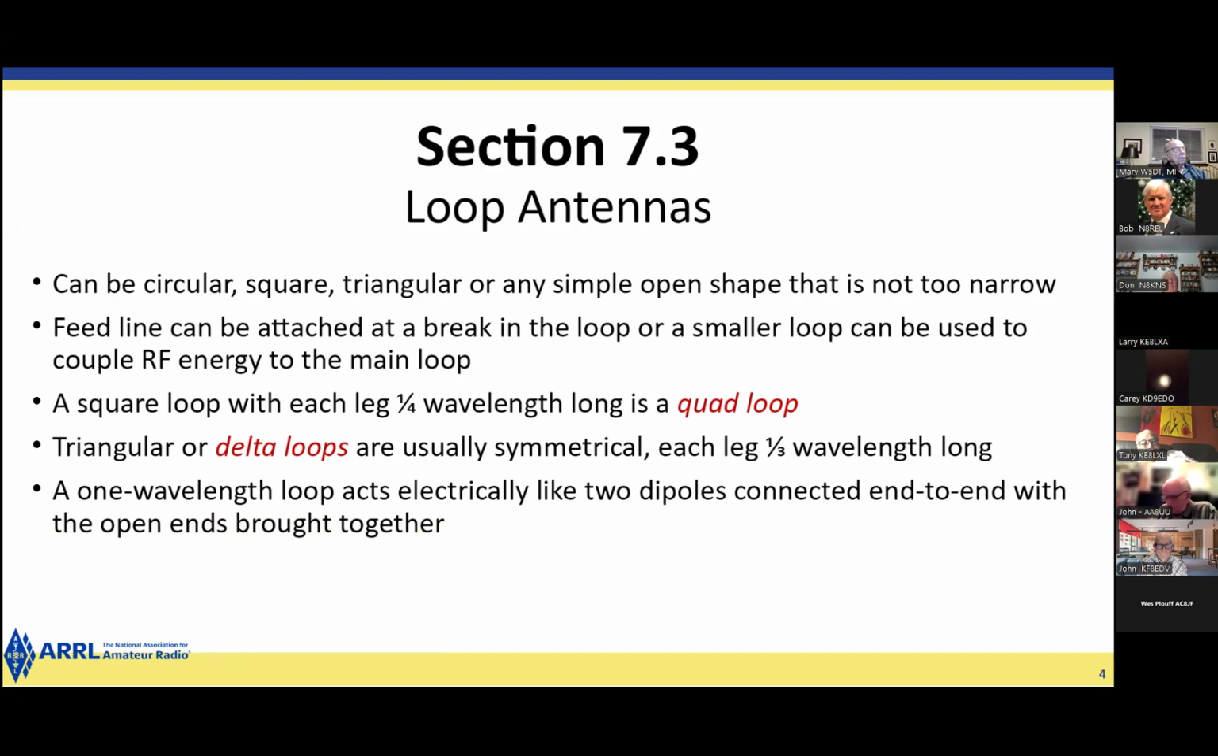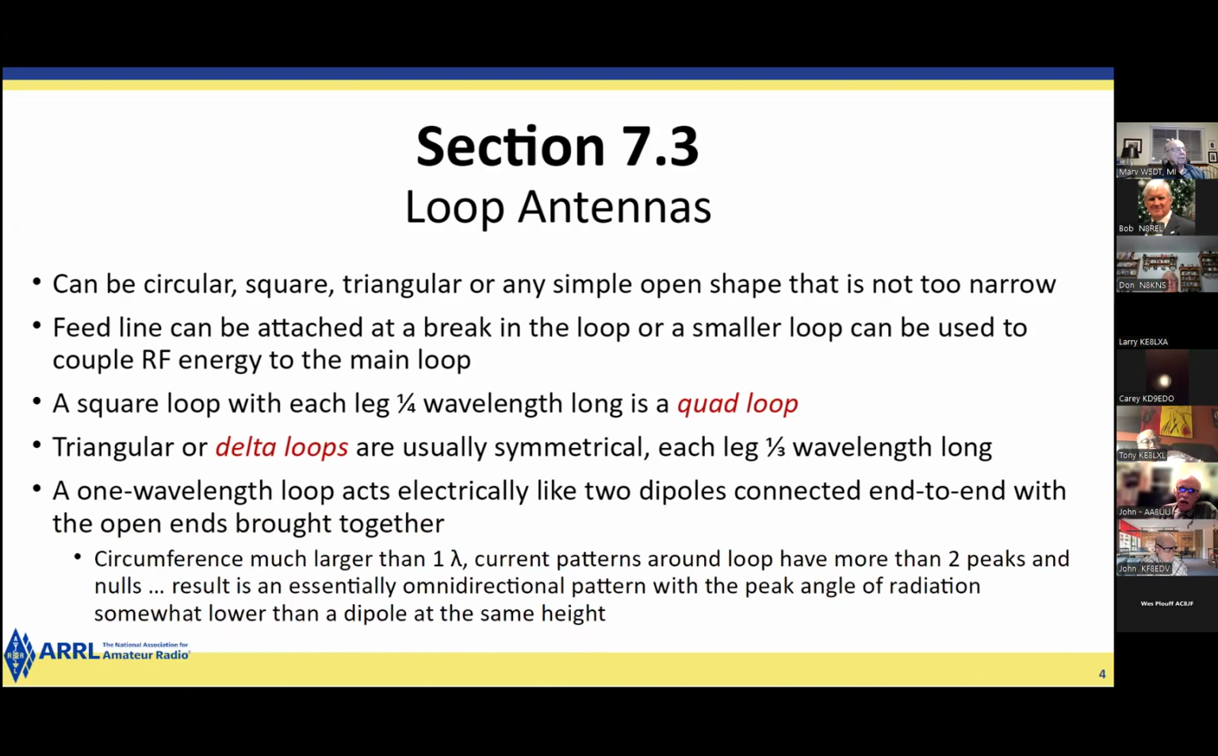A one wavelength loop acts electrically like two dipoles connected end to end with the open ends brought together. If the circumference is much larger than one wavelength, current patterns around the loop may have more than two peaks and nulls. It results in an essentially omnidirectional pattern with a peak angle of radiation somewhere lower than a dipole at the same height.